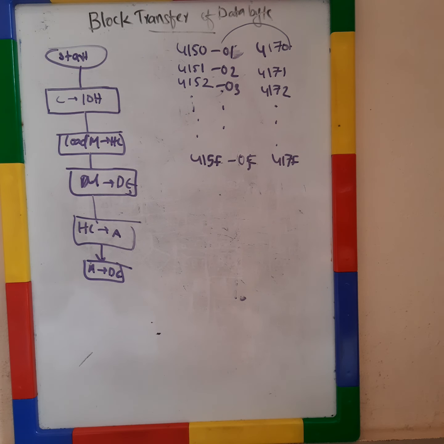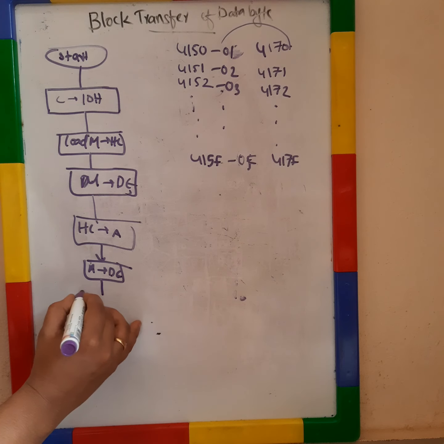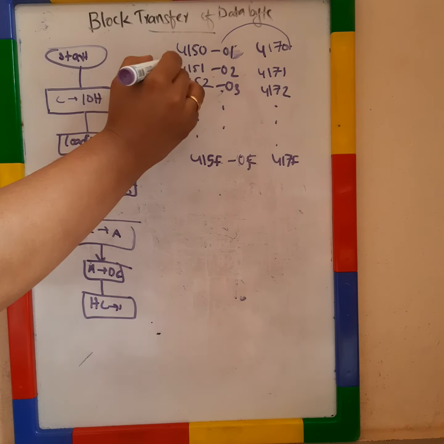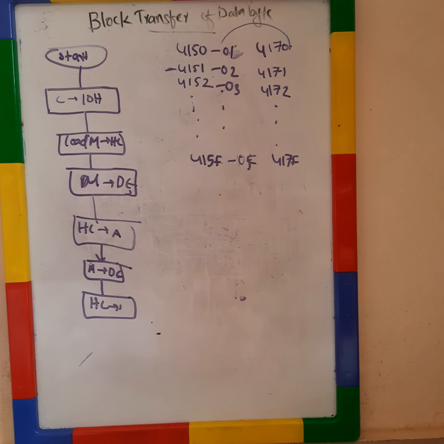After that, again we will increment the HL pair, because we have to take data from the next memory location. Actually we have to transfer 16 data, right? That's why first we will increment the memory address, and then we will check whether the counter is 0, because when it is 0, that means all the data have been transferred to the other memory location.